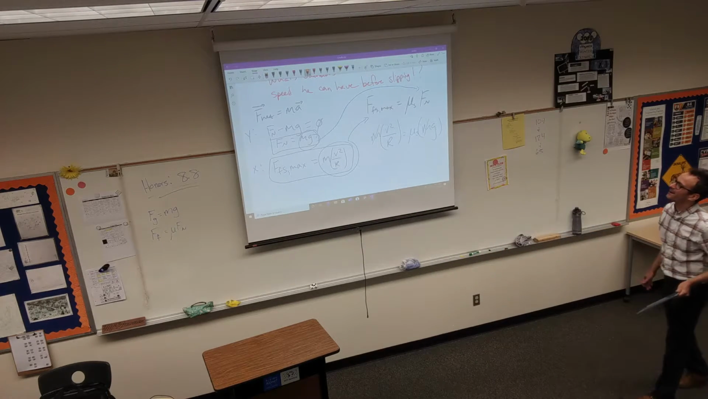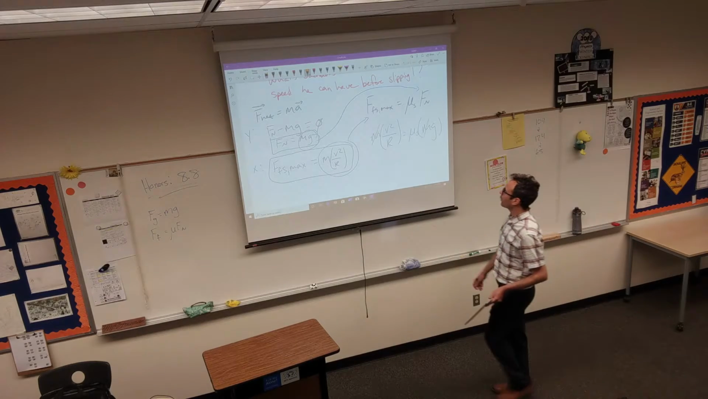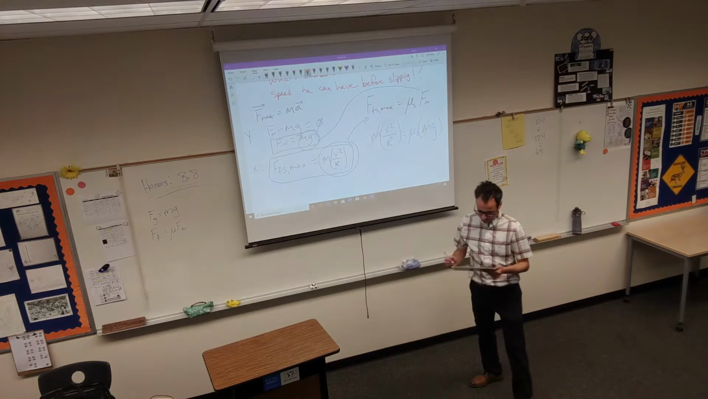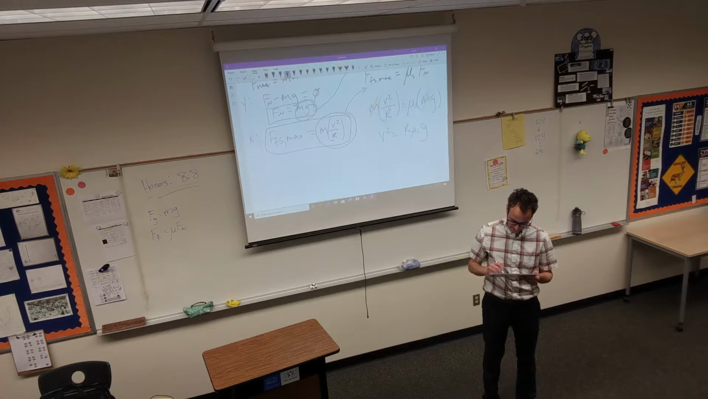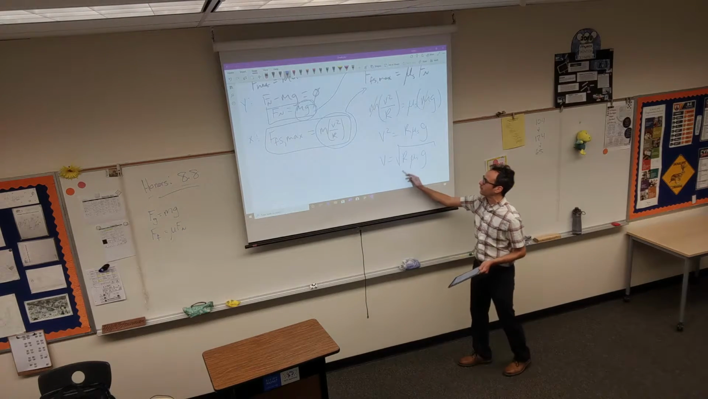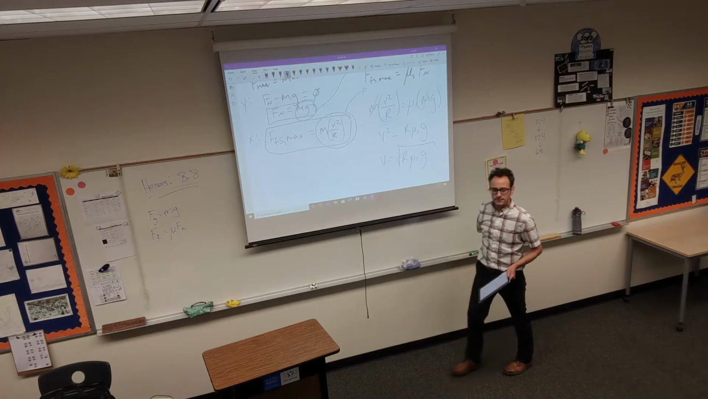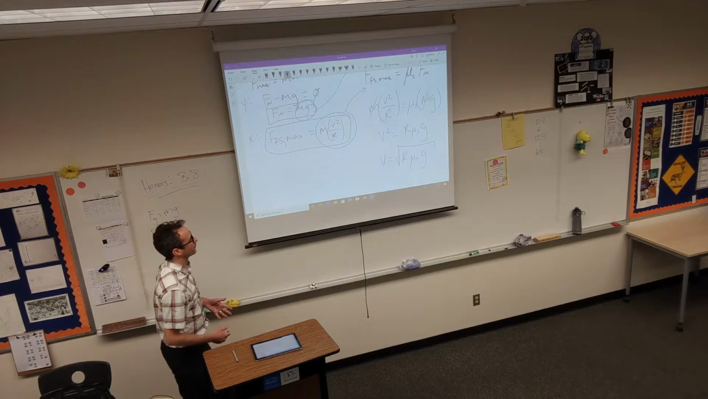Right? Because it doesn't matter. It cancels out. And so we're solving for V. So let's see. I'm going to multiply both sides by R. So it's going to be V squared equals R mu S times G. And then you get V equals the square root of R mu S G. Or rather, the speed is the square root of rug. And there you go. So the square root of rug.